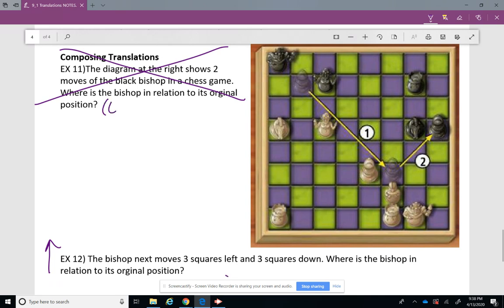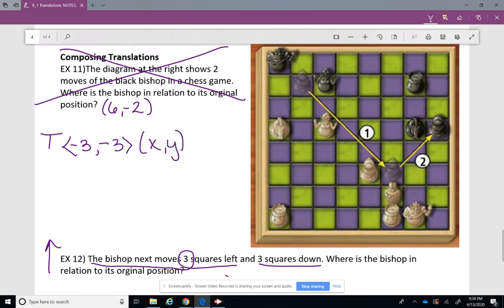All right, now let's remember where the bishop is now. He's at 6, -2. The bishop next moves 3 squares left. All right, so we're going to write this. It's translating. I'm going to go 3 to the left, okay, and 3 squares down. All right, so that's still going to be a negative, right? 3 down. And I'm moving a certain point. I'm going to put that point there. That's the point I'm moving, which is 6, -2. So I can erase this now.